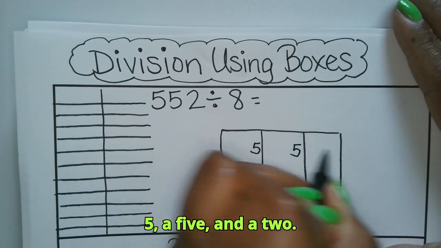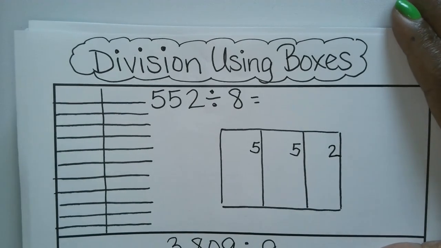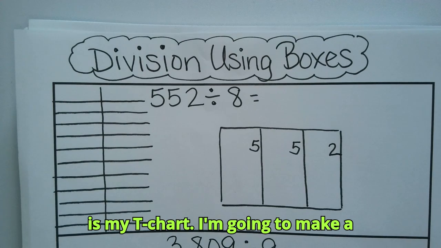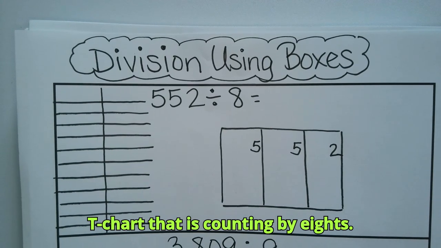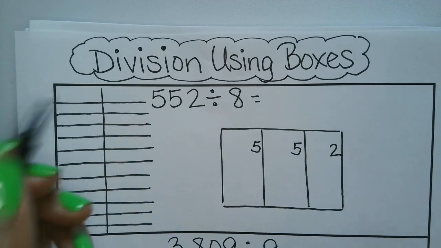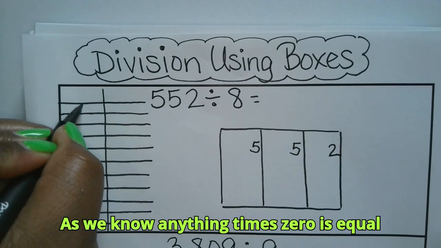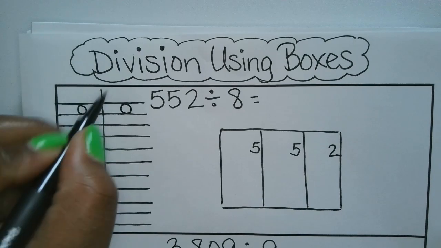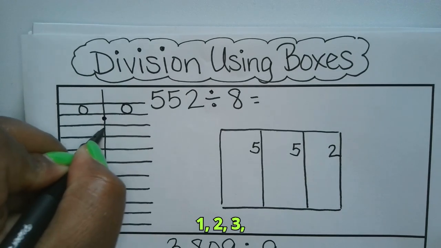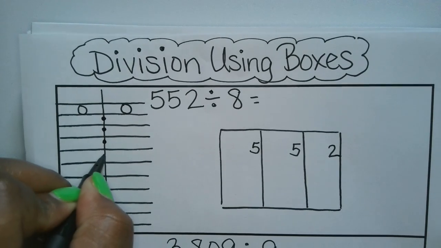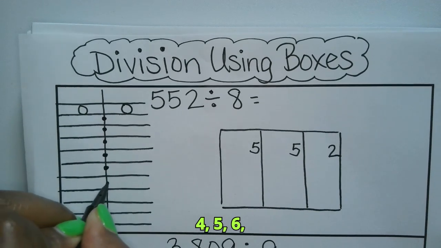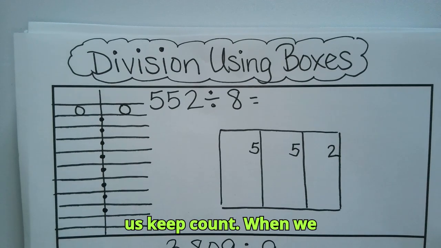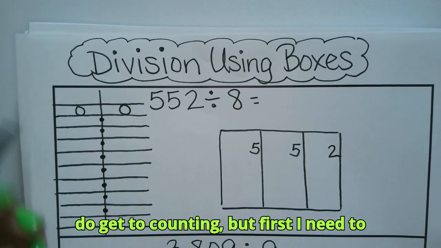A 5, a 5, and a 2. Now, how I use my 8 in this scenario is my T-chart. I'm going to make a T-chart that is counting by 8s. As we know, anything times 0 is equal to 0. Then we're going to use our 8 dots: 1, 2, 3, 4, 5, 6, 7, 8. Those 8 dots are going to help us keep count when we do get to counting.